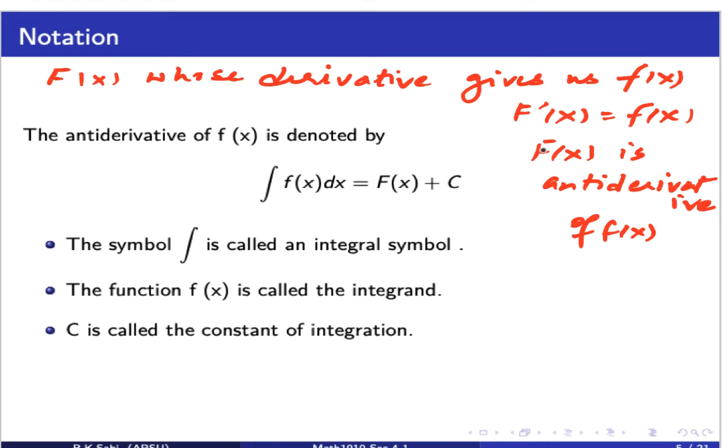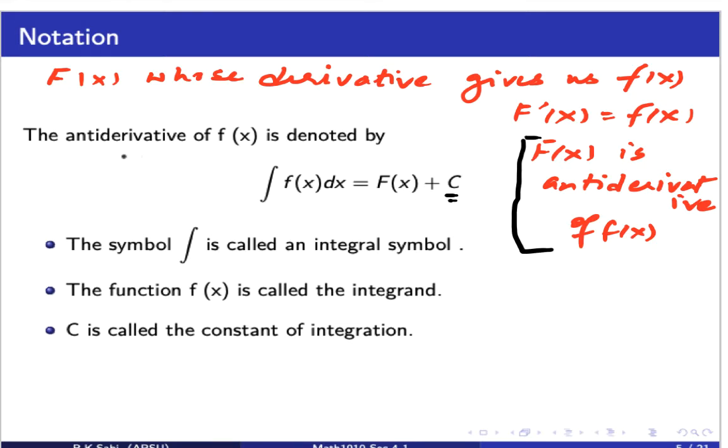Okay, so how do we write this down? Not only this capital F of x, but capital F of x plus c, which is a constant, is represented as the integral sign f of x dx. Now this symbol, guys, is called the integral symbol. And the function, the small f of x, is called the integrand, and c is called the constant of integration.